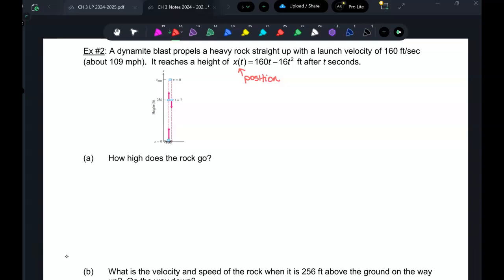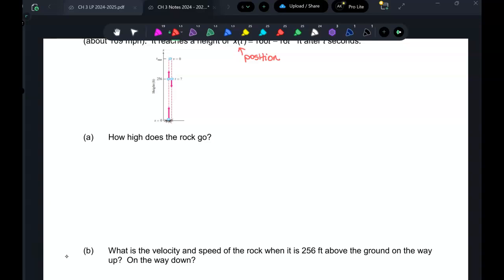If it says launch velocity, that's what? Well, that's our initial velocity. A launch velocity, okay? But for right now, let's just focus on, here's our position function. Okay, so here's the blast, right? It's going to hit this. We want to figure out how high does the rock go?